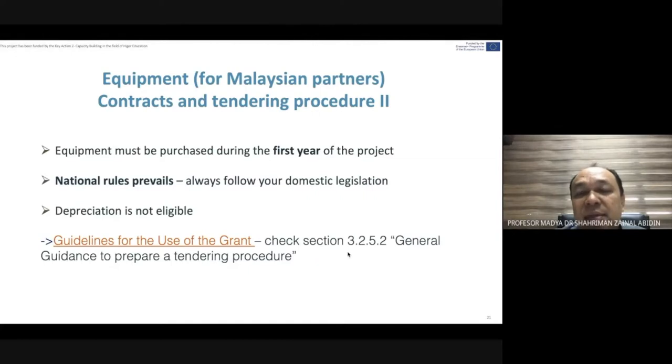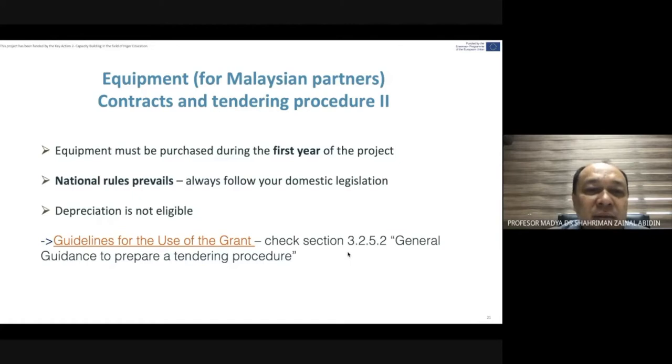Meaning now we have to deal with Mendari to do the open tendering procedure, if it is more than 35,000 euro a year. Meaning we go based on the partnership agreement because it has been promised. From Europe they will transfer the money. Okay, otherwise we cannot buy items. In the first year we cannot buy items. And national rules prevail. Always follow your domestic legislation.